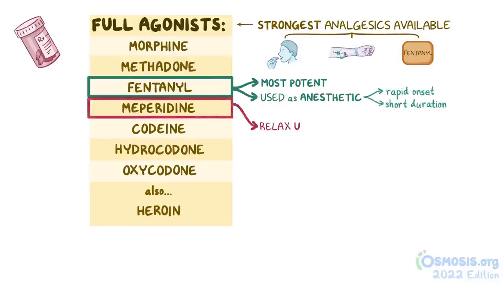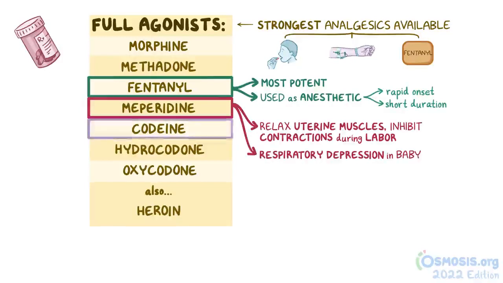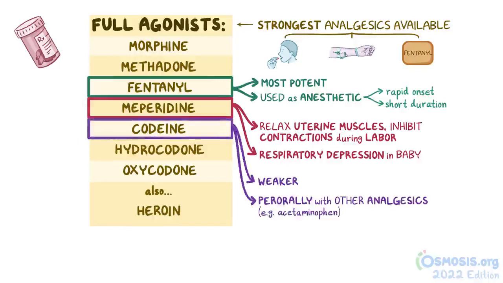Meperidine can be used to relax uterine muscles and inhibit contractions during labor. However, it can produce respiratory depression in the baby. Codeine is a weaker full agonist and is often taken perorally with other analgesics like acetaminophen to treat moderate pain like headaches. Due to an unknown mechanism, codeine and hydrocodone are also useful as an antitussive to relieve cough in adults.